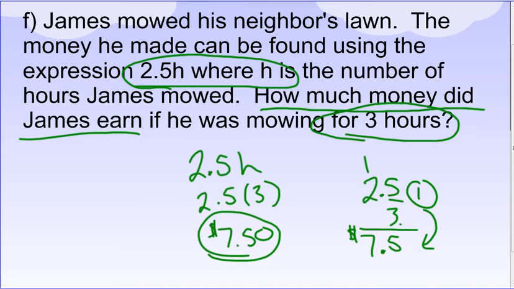Okay? And the last thing to check is just, does your answer make sense? Does it make sense if he earned $2.5, I guess, each hour? $7.5 for the total. Does that make sense to you? I think so.